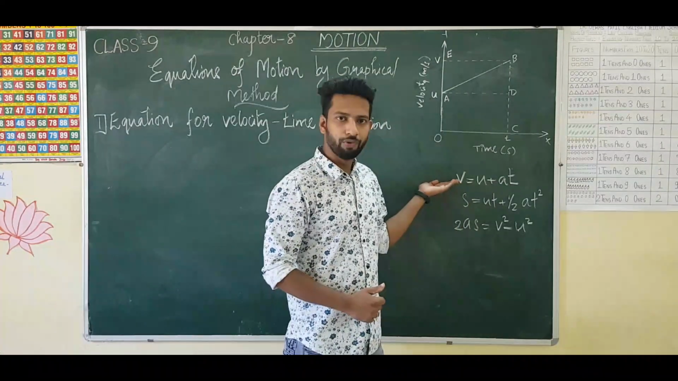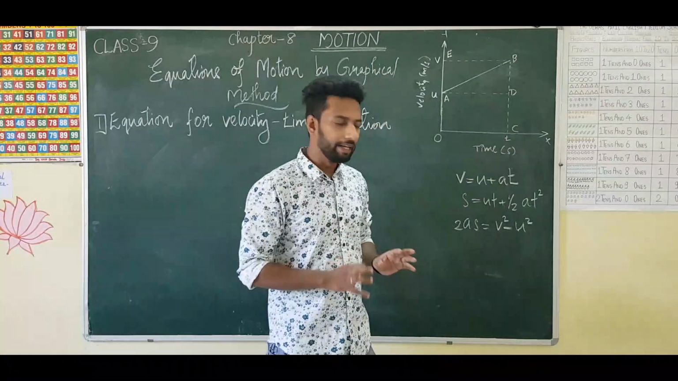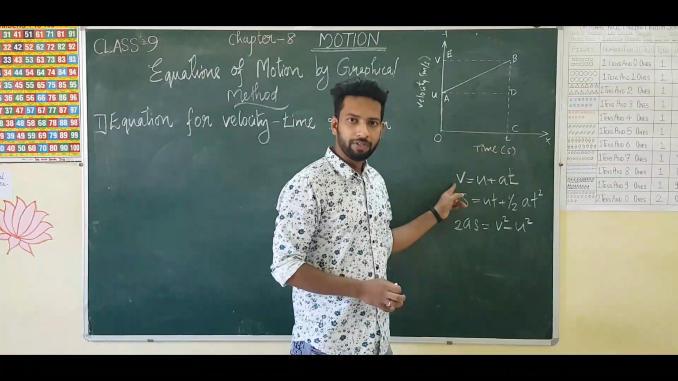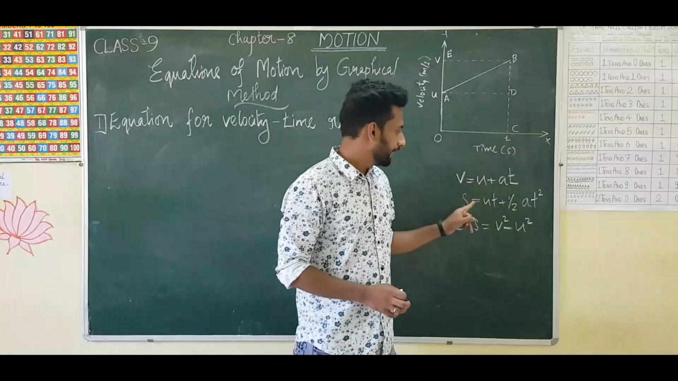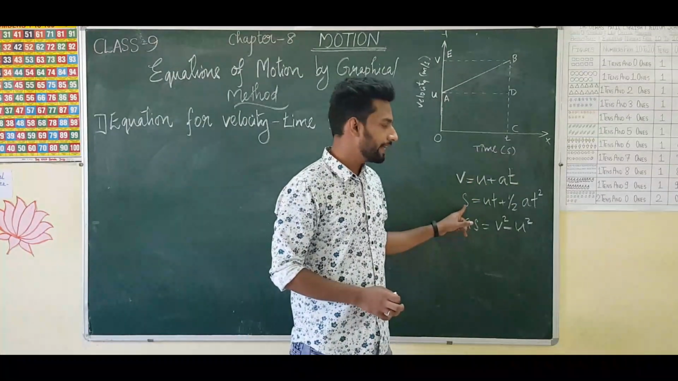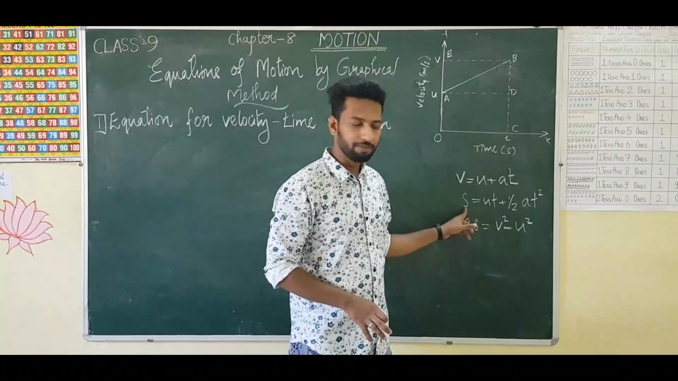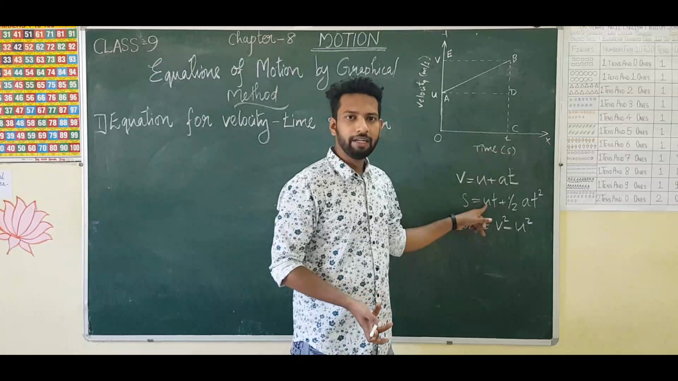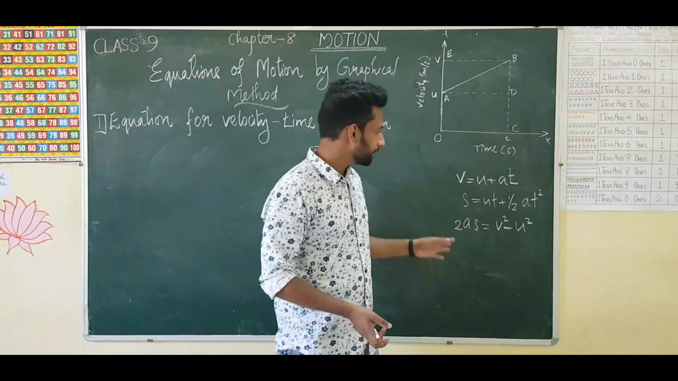This is the first equation of motion: v equal to u plus at. I hope all of you know the letters. v means final velocity, u initial velocity, a acceleration and t time. This is the second equation of motion, that is s equal to ut plus half at square. s means distance or displacement, u initial velocity, then acceleration and time.